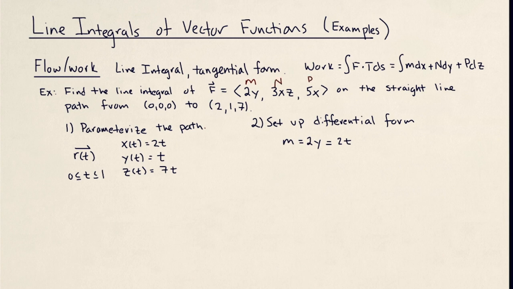The final line integral that I'm going to set up here needs to have everything in terms of t. So I need to transform all the components of my vector valued function into a function of t. M is equal to 2y, and from my parameterization, y is equal to t. So I'm just taking the points on the curve and plugging them into the vector valued function.